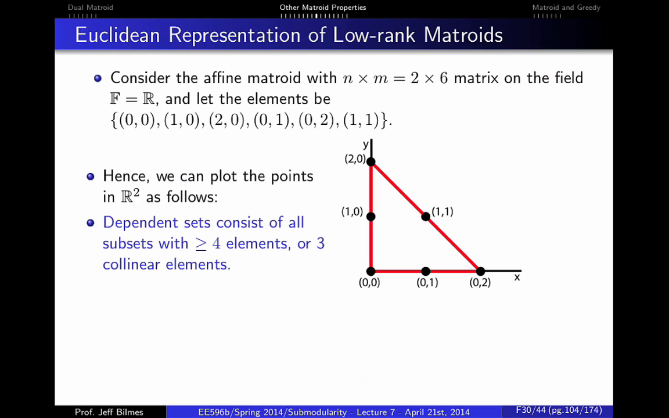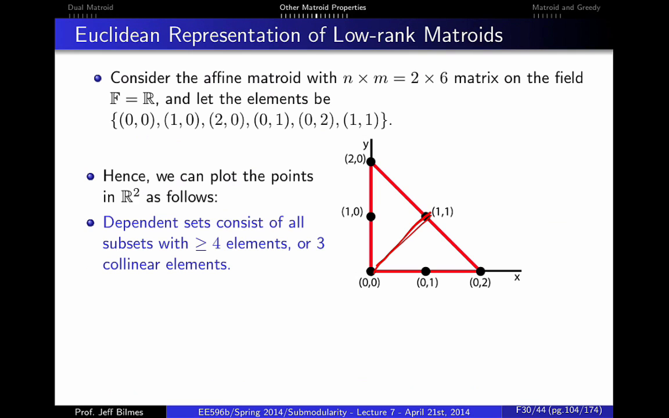So any dependent sets consist of all subsets with greater than or equal to 4 elements, or 3 collinear elements. Now, why do we not, for example, write a line between these two? Those are 2 collinear points, right? But if you have 2 points that are collinear, those aren't considered affinely dependent, because you need 3 points that are collinear for them to be affinely dependent.